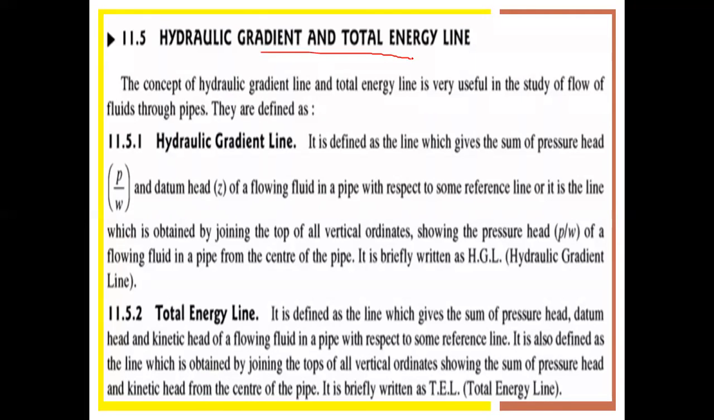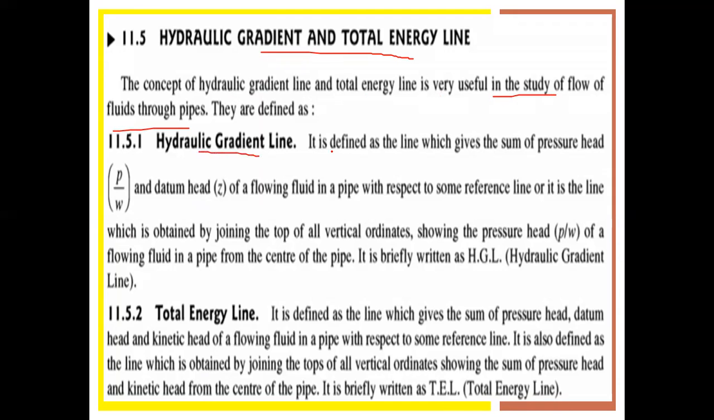These are the definitions that you will come across in the Part A question paper. In Part A you will get these questions: define HGL and TEL. The concept of hydraulic gradient line and total energy line is very useful in the study of the flow of fluids through the pipe. So what is the definition of HGL?